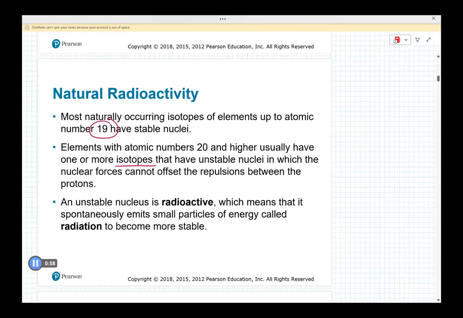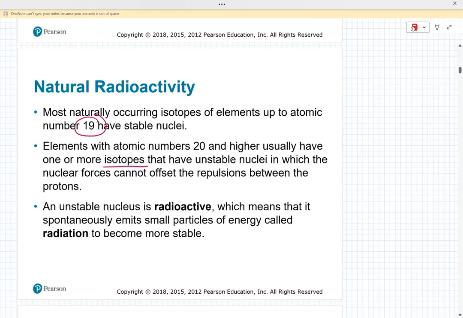Remember what isotope is. Different number of neutrons. Exactly. Same number of protons, different number of neutrons. Okay? Different number of neutrons, yes. So, same number of protons, different number of neutrons. Okay?